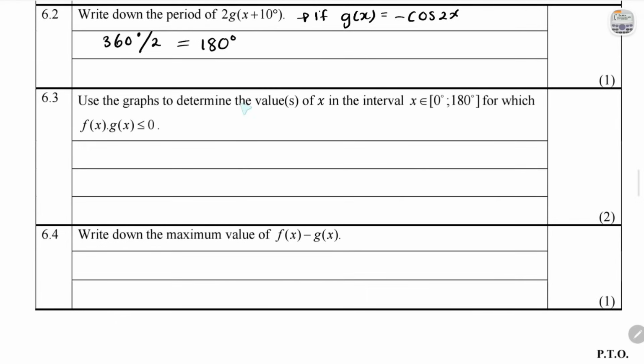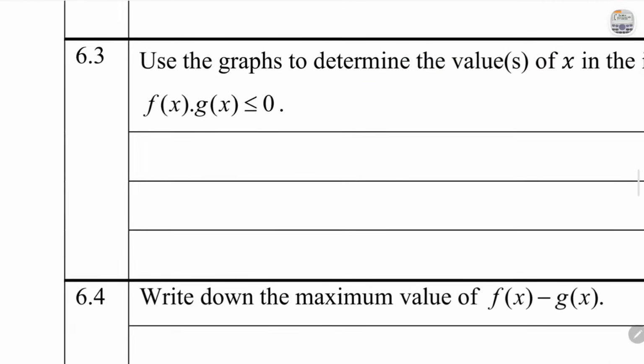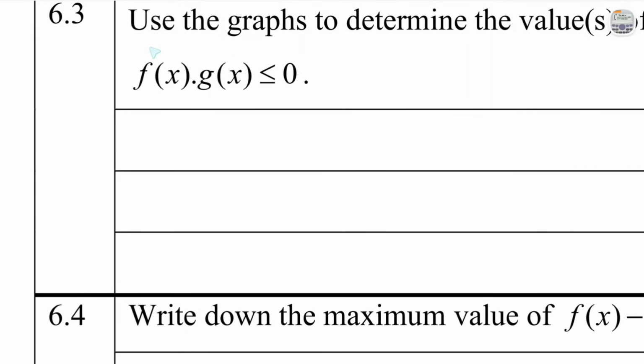Question 6.3 says, use the graphs to determine the value or values of x in the interval where x is an element of 0 degrees to 180 degrees, for which f of x multiplied by g of x is less than or equal to 0. Okay, so we need to specifically look within this interval. So we'll focus on that. So how can we ever get situations where the graph of f's y values multiplied by the graph of g's y values give us a value that is less than or equal to 0? Okay, so with equal to 0, if either of them are equal to 0, then this will work out. So we'll just keep that in mind.